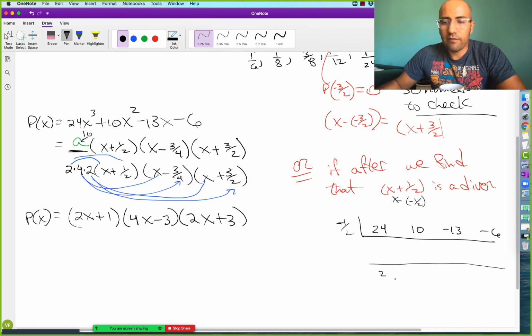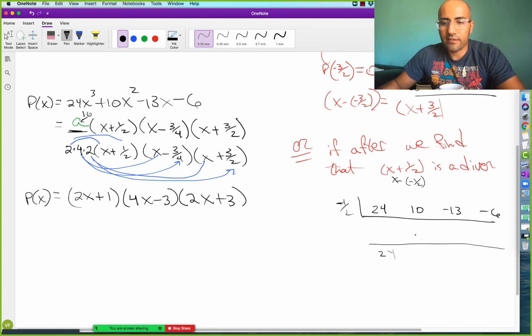That's going to be 24 times negative 1/2, that's going to be negative 12. Add them together, that gets me negative 2. Times negative 1/2, that gives me positive 1. Add them together, we get negative 12. Multiply them together, we get positive 6. And then we get that 0 that we expected, right? 0 remainder. That's why this is a divisor of that.